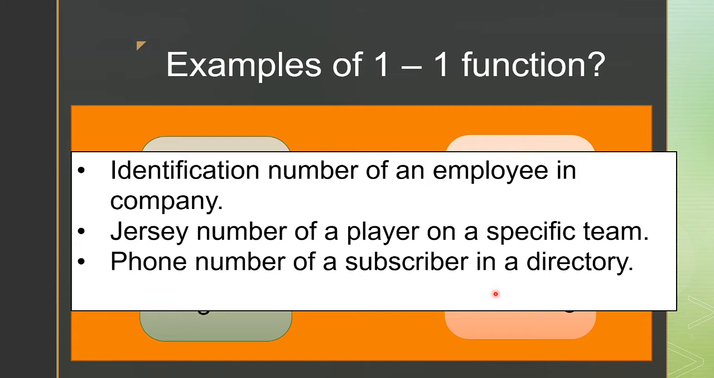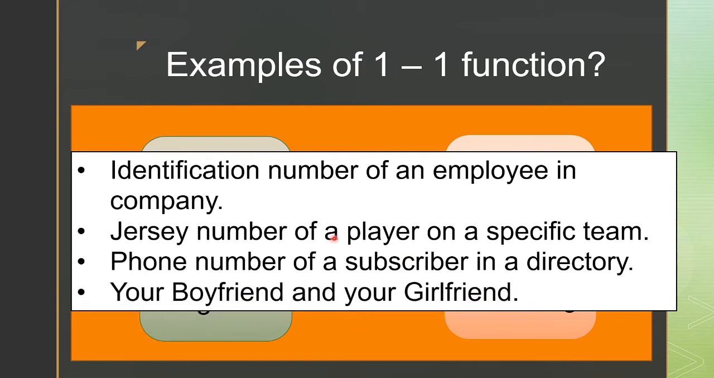Next, the phone number of a subscriber in the directory. So meron lang tayong isang phone number in every subscriber in a directory. So these examples are 1-to-1 function. Next, syempre, meron din tayo ditong 1-to-1 function na your boyfriend and then your girlfriend. So meaning to say, 1-to-1. Hindi ka dapat pwedeng mag-many to one or one to many. So dapat meron tayong 1-to-1 function only or 1-to-1 relationship only.